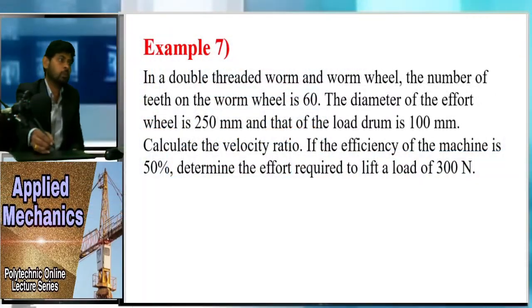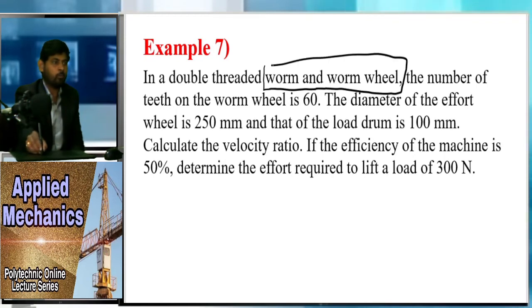Go to the next problem. So here our next problem, that is the example number 7. In a double threaded worm and worm wheel, here you can see, in a double threaded worm and worm wheel.